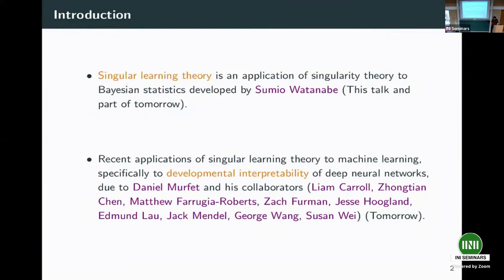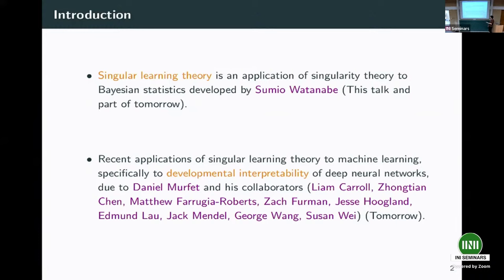So this is singular learning theory. It's due to the Japanese statistician and mathematician Sumio Watanabe. It's an application of singularity theory specifically to Bayesian statistics.